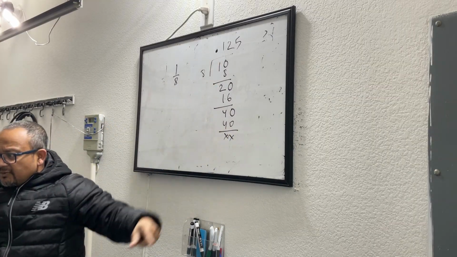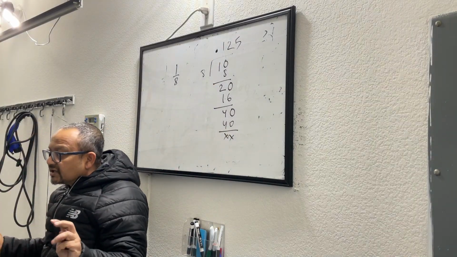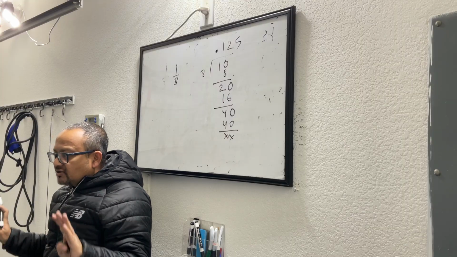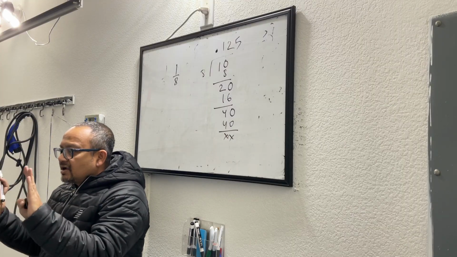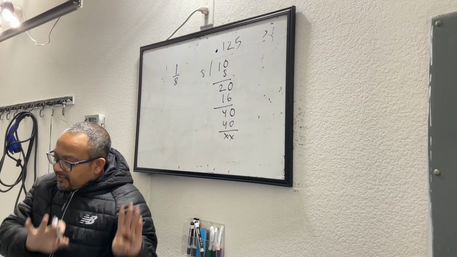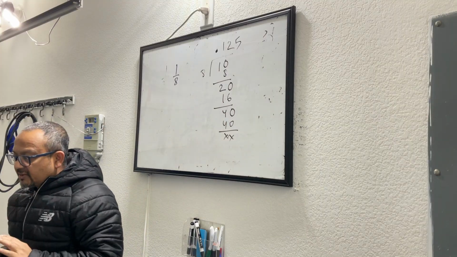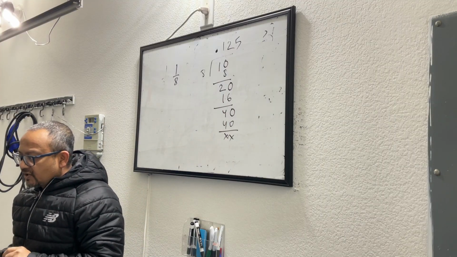0.125, done. I'm not going beyond this. So this is not a repeating decimal scenario. Correct? I was just showing you what a repeating decimal versus a non-repeating decimal scenario is. Everybody clear so far, right?